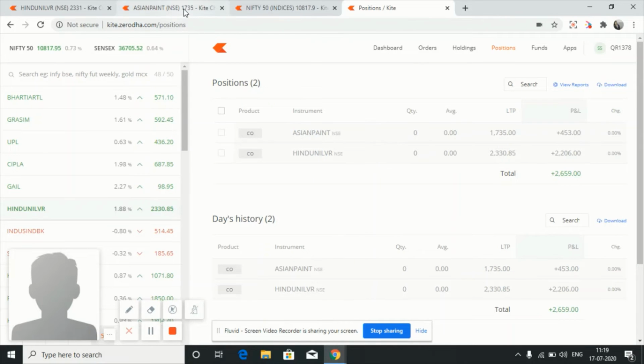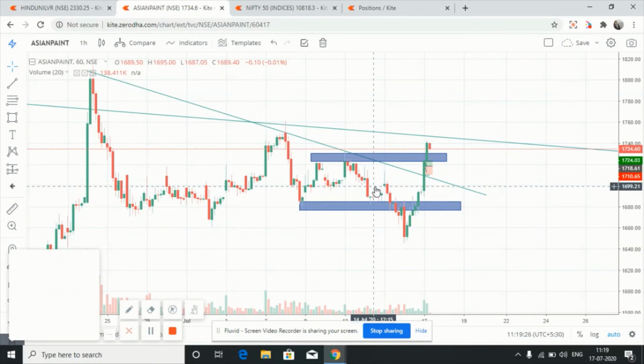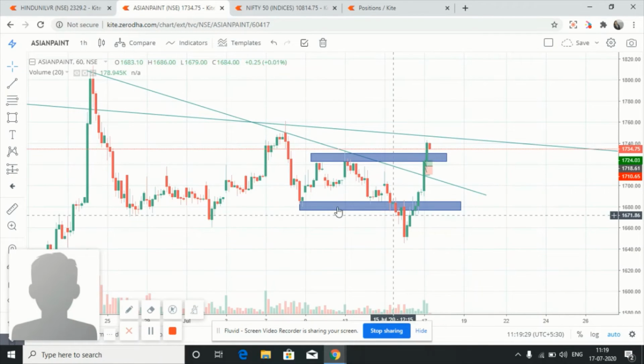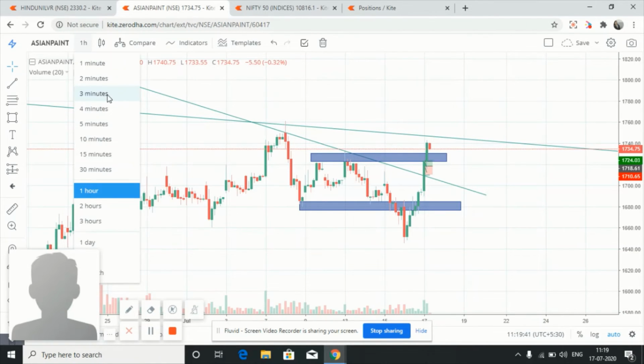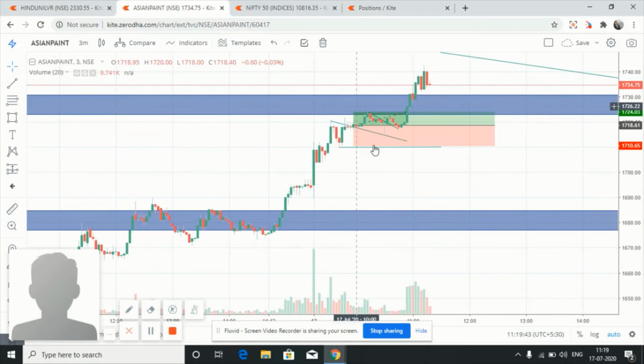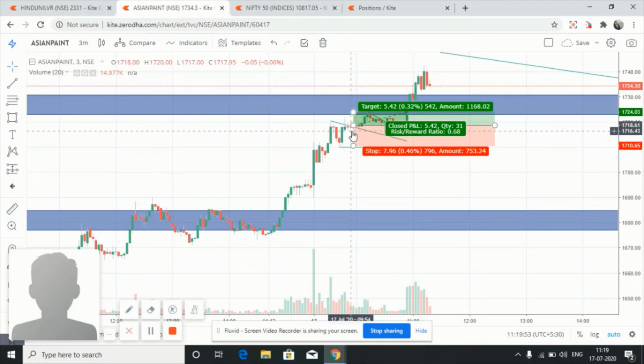Now coming to Asian Paints. In Asian Paints, these are the support line and resistance line which I see on its 1 hour chart. Let's come to my 3 minute chart. Here we see its resistance points. At this point I got a breakout, but I had to do a scalping and not my conventional trading. The reason was that I saw the resistance point, so I exited at my resistance point.